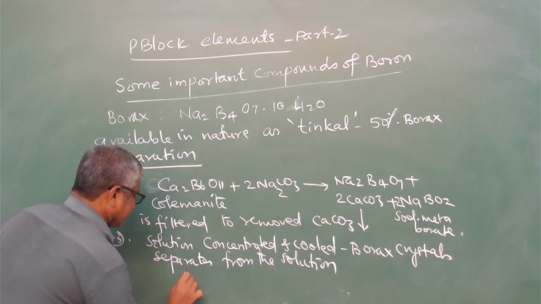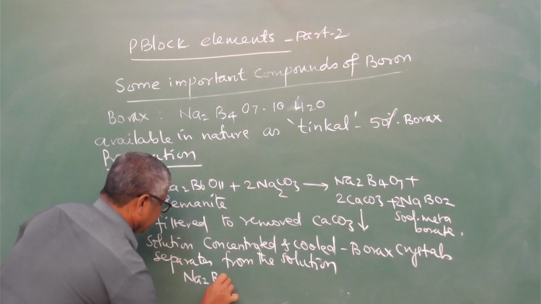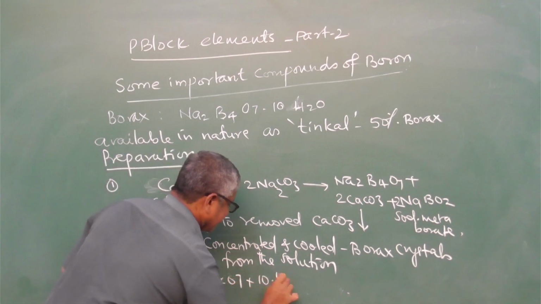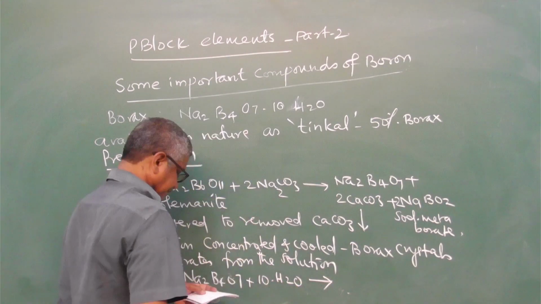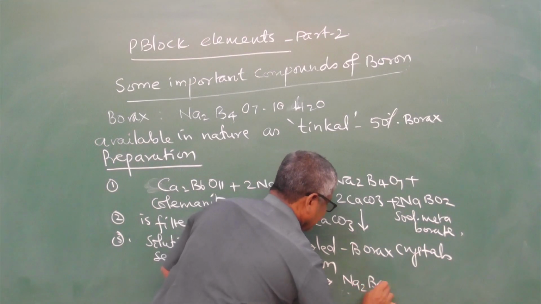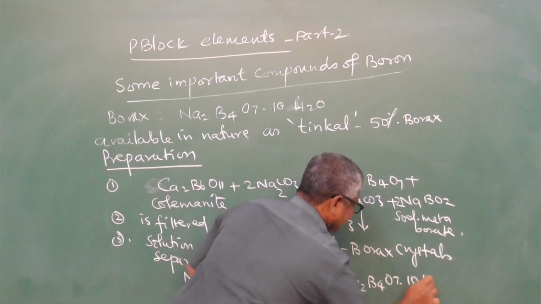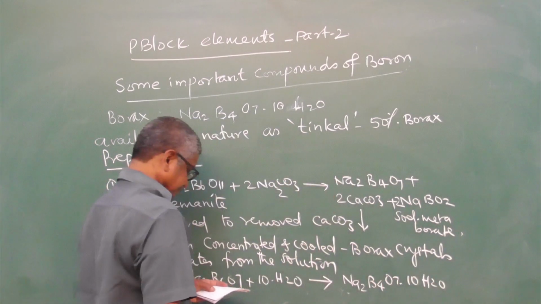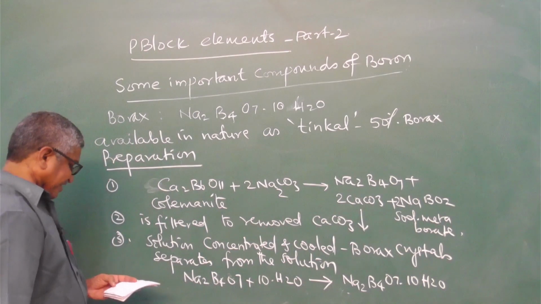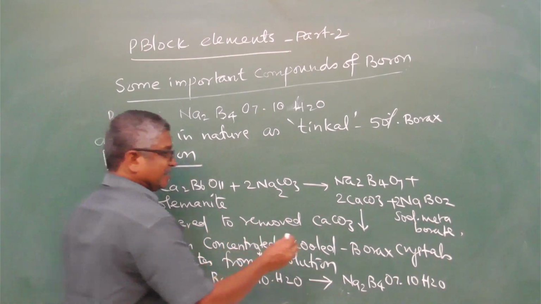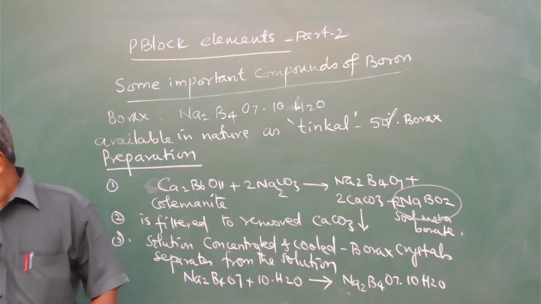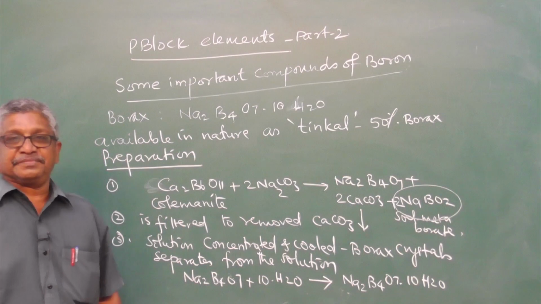The reaction is Na2B4O7 plus 10H2O gives sodium borate, Na2B4O7 with 10 water molecules, which will be precipitated. And still sodium metaborate is available.